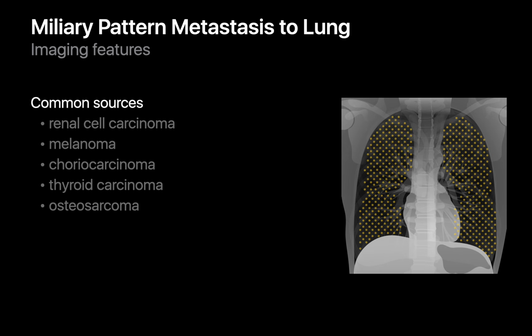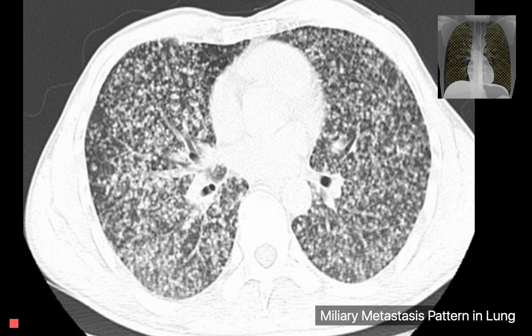Miliary pattern metastases are another rare presentation of metastasis to lung. Most common sources are renal cell carcinoma, melanoma, choriocarcinoma, thyroid carcinoma, and osteosarcoma. And the pattern resembles the diffuse random nodular interstitial pattern we customarily think of in diseases such as miliary TB.